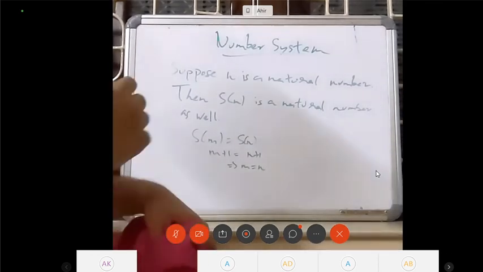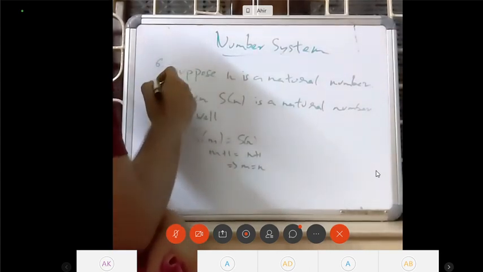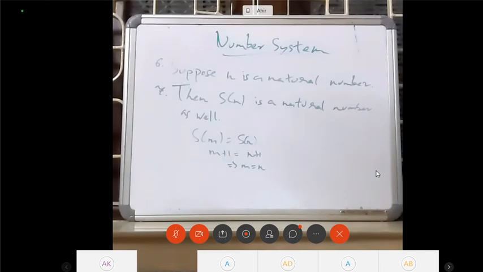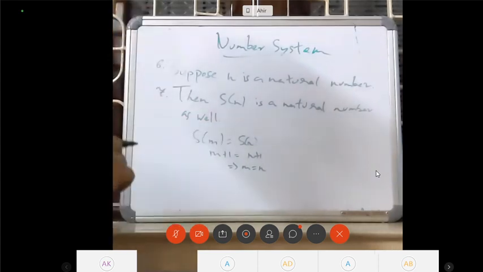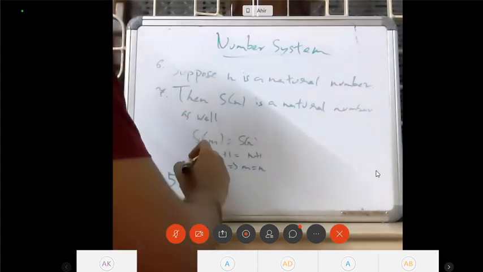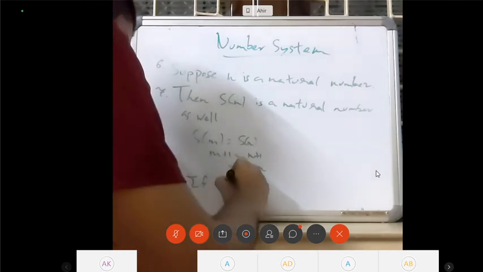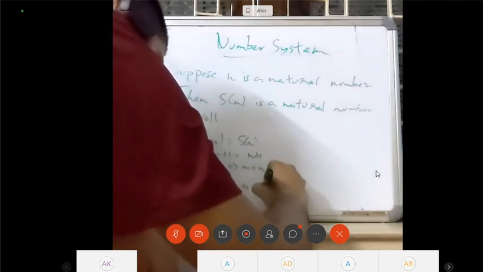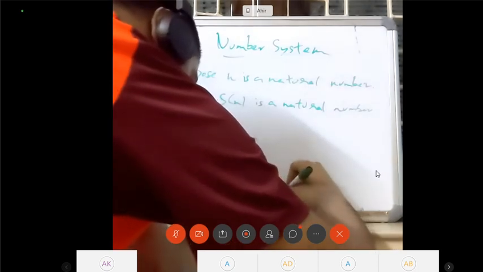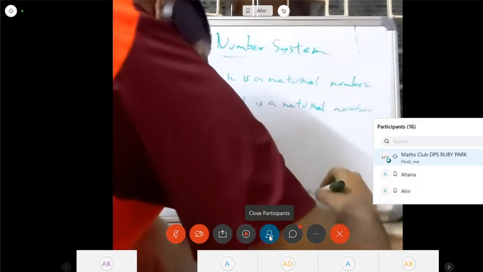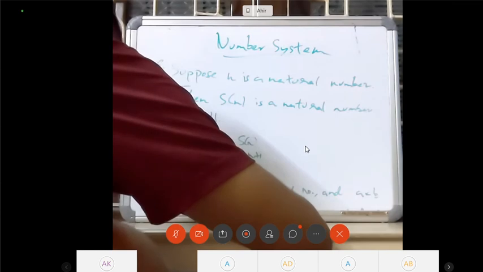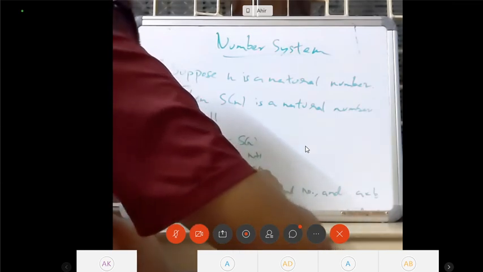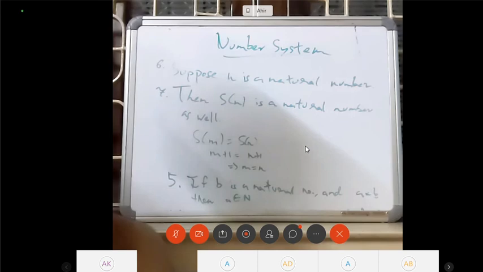And so this was our sixth property, this was our seventh property. Oh, fifth property I think I missed. This is 6 and 7, right? So fifth property I'll write below. If b is a natural number and a is equal to b, then a is a natural number as well.